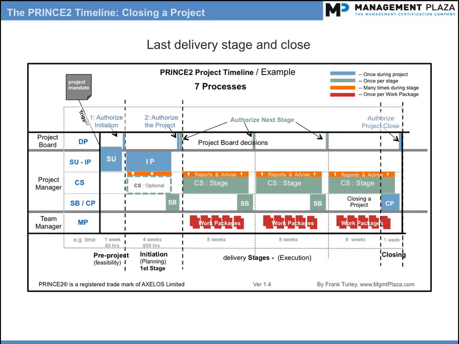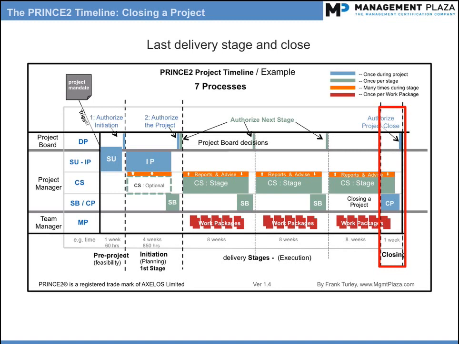Normally towards the end of a stage, the stage boundary process is used to report on the current stage and plan the next one. As you can see, the closing a project process is used towards the end of the last stage. The closing a project process is where the project manager prepares the project for closure. The objectives of this process are to update the project plan to show what has and has not been delivered and approved, hand over products, obtain acceptance, and create the end project report, and if necessary, check if expected benefits have been realized and update the benefits review plan.